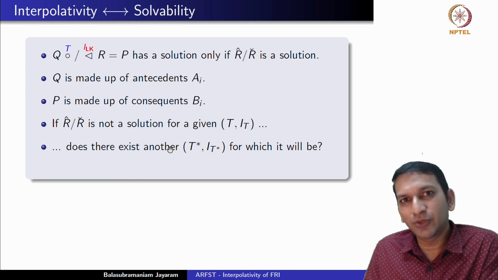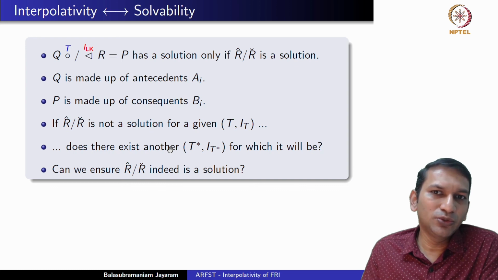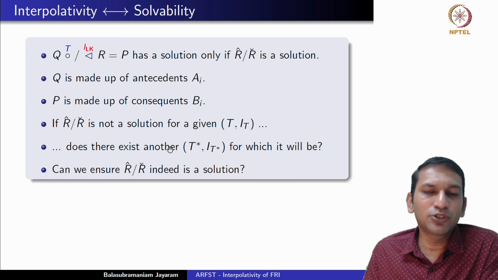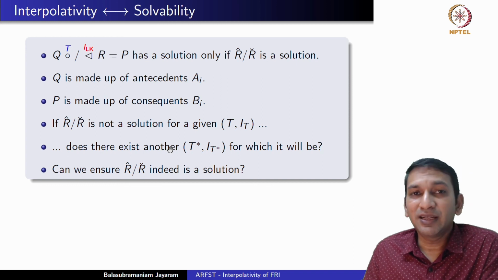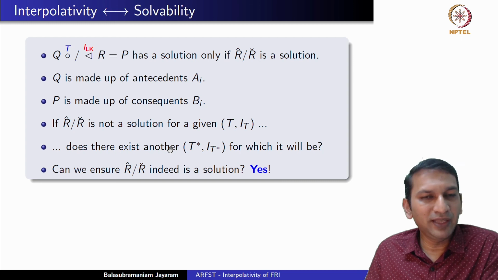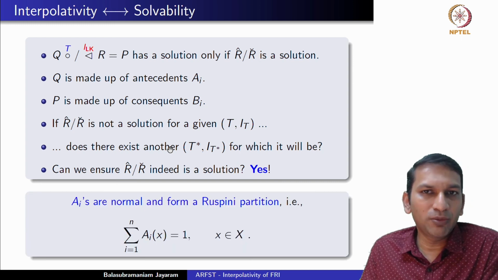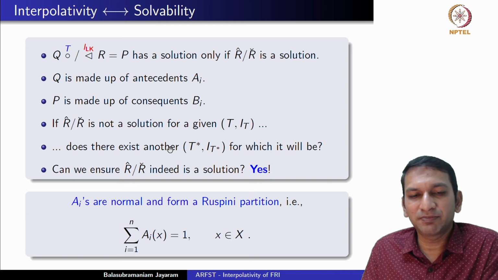So we modified the question and asked, how can we ensure that these two relations are indeed a solution for the corresponding fuzzy relational equation? Is there a simple condition that we can check? It so happened, yes, and that condition was simply that the antecedents should be normal and form a Ruspini partition.